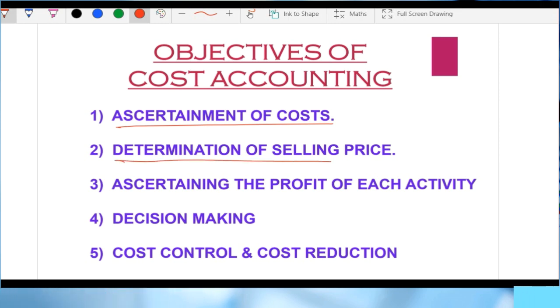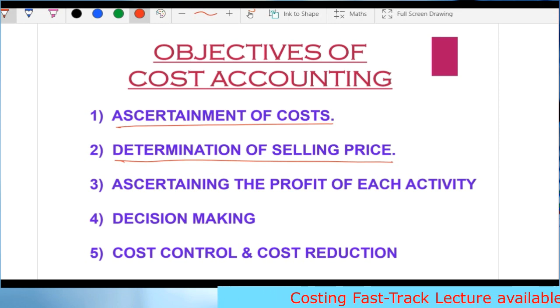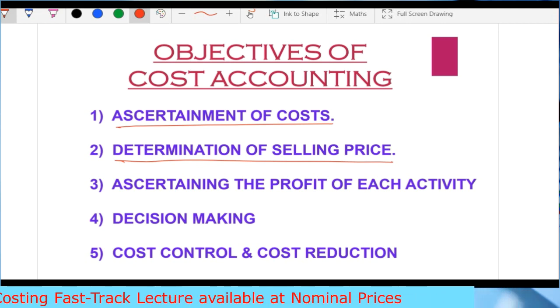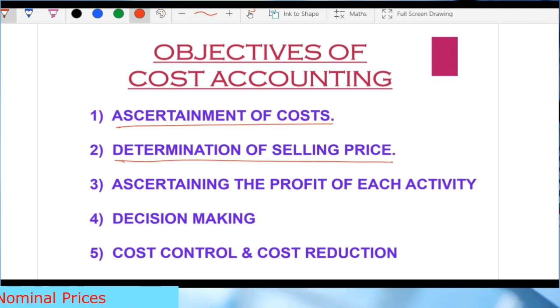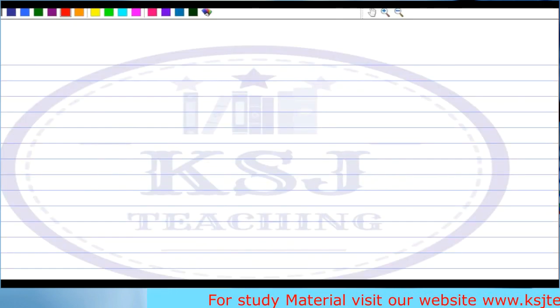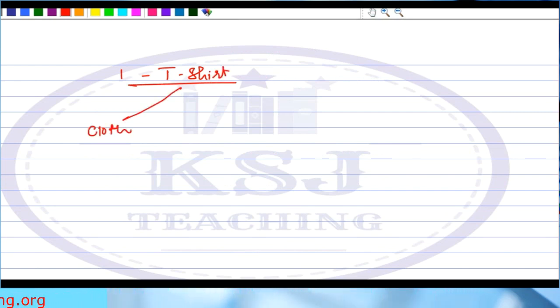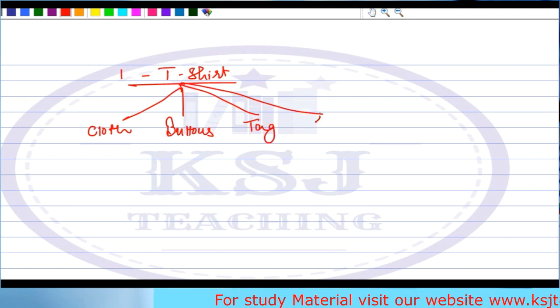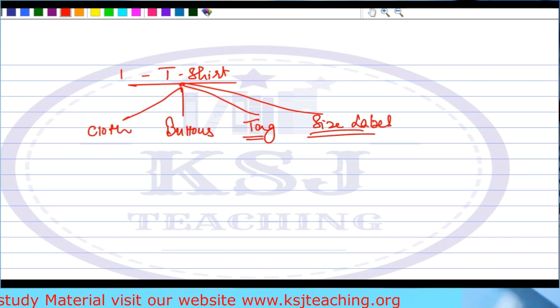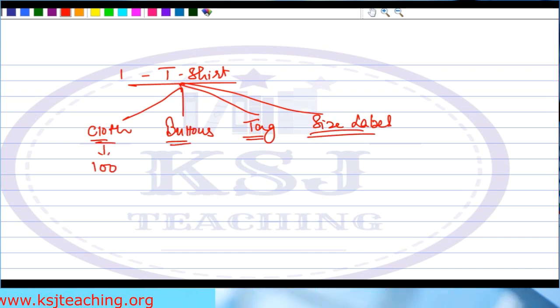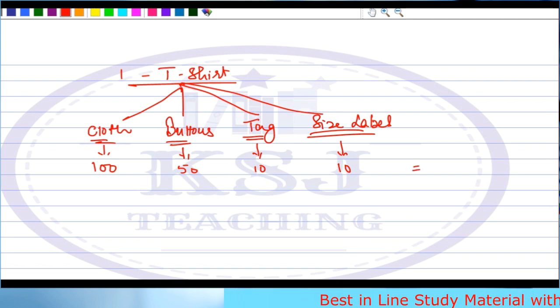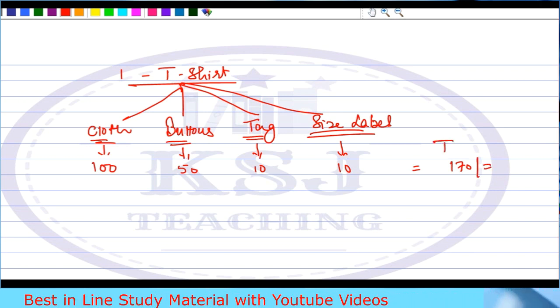Second is determination of selling price. Say you are a t-shirt manufacturer, you want to identify the selling price of your t-shirt. Now, how will you identify the selling price? If you know the cost of that product, whatever you have incurred, say you are making one t-shirt. In the t-shirt making, whatever things are required, the first thing you require is cloth, then you require the buttons also, then whatever tag is there, size label is there. Now you know that in making one shirt, my cloth cost is 100 rupees, my buttons cost is 50 rupees, tag is 10 rupees, size label is 10 rupees. Okay, so the total cost is 100 plus 50, 150, 160, 170 rupees. So this is the total cost in making one shirt, right?